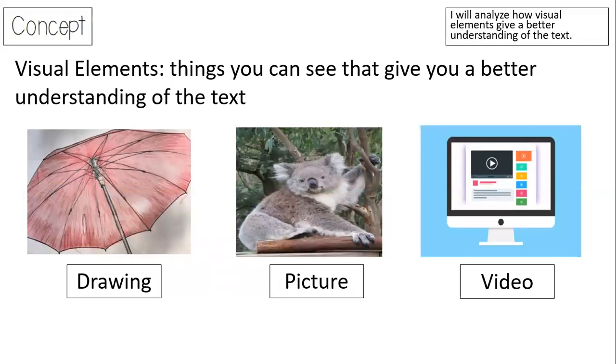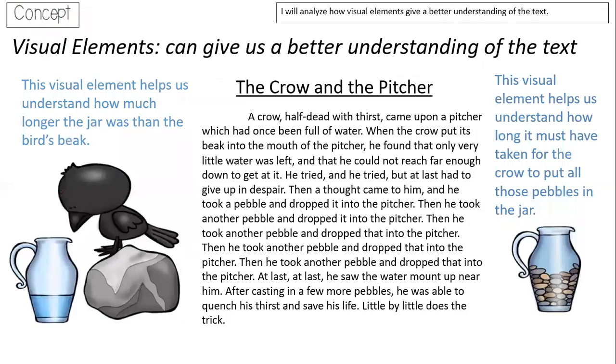So the definition of visual elements. Visual elements are things you can see that give you a better understanding of the text. So when you're reading something, the visual elements are the things that you can see that help you get a better understanding of the text. They can either be a drawing or a picture or a video. Those are the visual elements. Visual elements can give us a better understanding of the text.